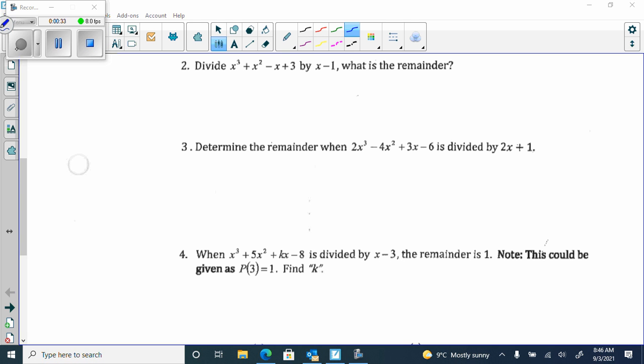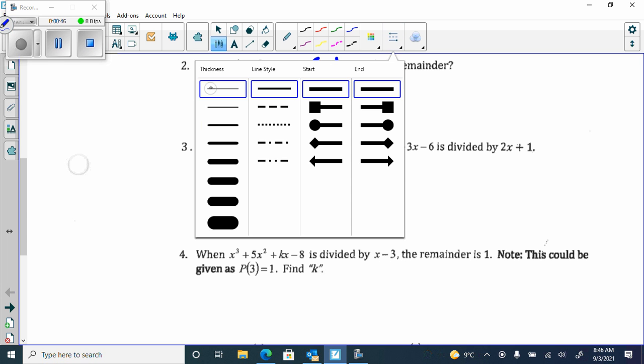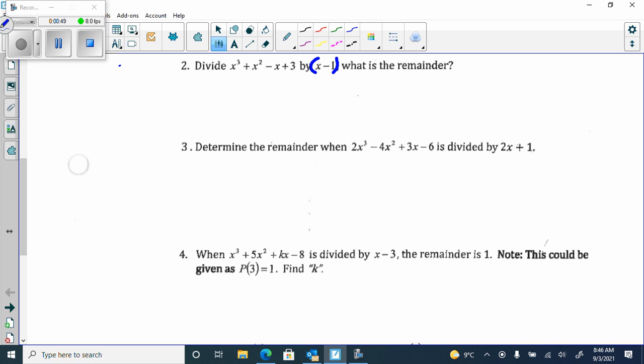So divide x cubed plus x squared minus x plus 3 by x minus 1. What is the remainder? So we went over remainder theorem. Remainder theorem stated that if I take the factor that I'm dividing by, the x minus 1, and I turn it into an x-intercept, root 0, which are the same words, right? And I plug it in or substitute it in for all the x's in the polynomial, I will get the remainder, right? That's what remainder theorem states.